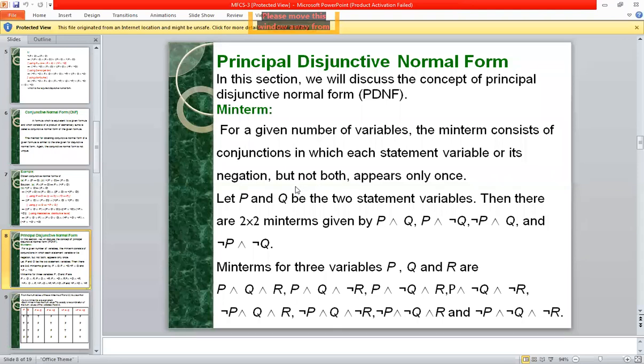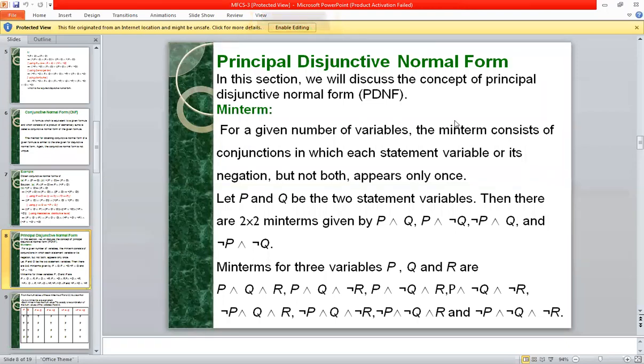What is the condition for a minterm? The minterm consists of conjunctions in which each statement variable or its negation, but not both, appears only once. So for minterms with 3 variables, the possible minterms are 2 cube possibilities. 2 cube means 8 possibilities.